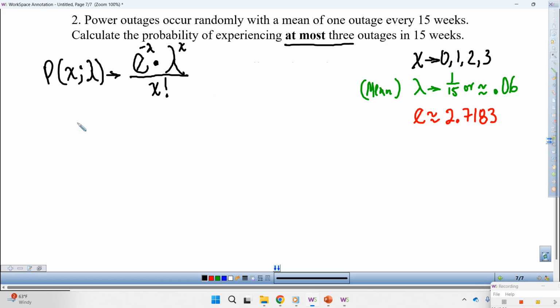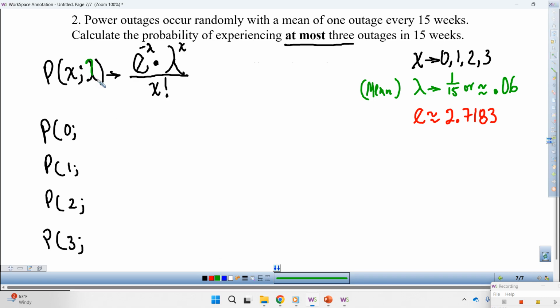So what does that mean, Mr. Q? That means that over here, we need P of 0. We need P of 1. We need P of 2. And we need P of 3.